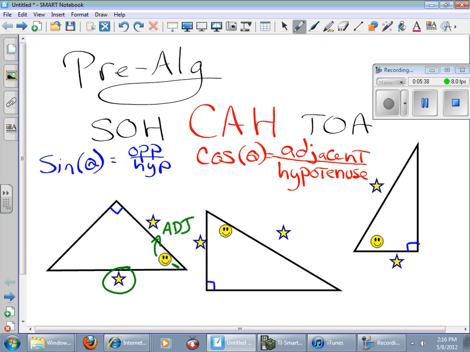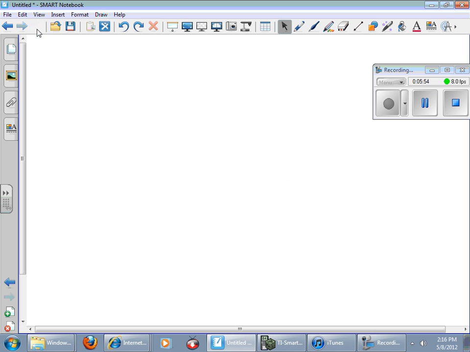All right. This smiley face here, that's the hypotenuse, so that's the adjacent side. It's next to it. This smiley face here, there's the hypotenuse. The adjacent side is that one. So these are all CAH problems. So let's see how to do a problem of this nature.